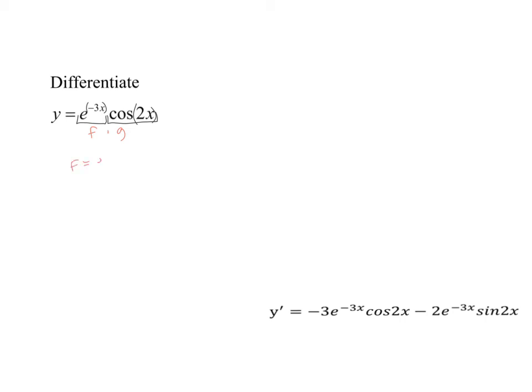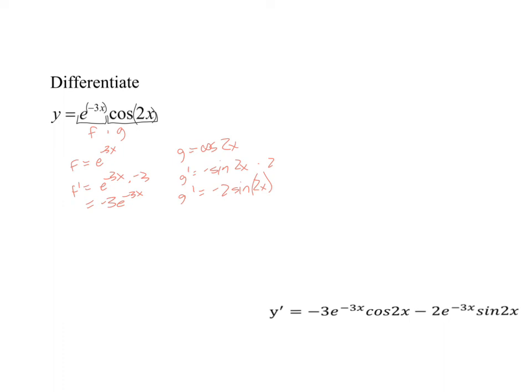So let's start with f being e to the negative 3x. So that derivative would be, keep it the same, times the derivative of the top, which would be negative 3. So let's write that as negative 3 e to the negative 3x. And then do the same thing for the second part. If g is cos 2x, derivative of that is negative sine 2x times the derivative of the inside, which would be 2. So let's simplify that as negative 2 sine 2x. And again, if you want brackets on these, you can put them. If you'd rather not, that doesn't really matter.